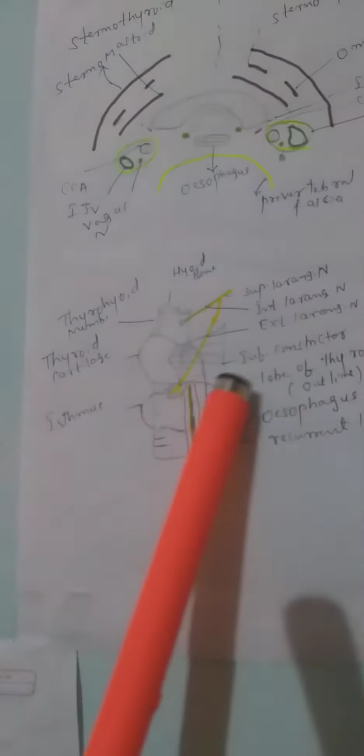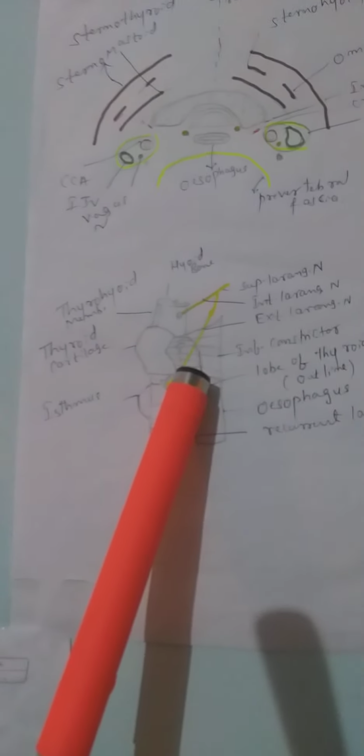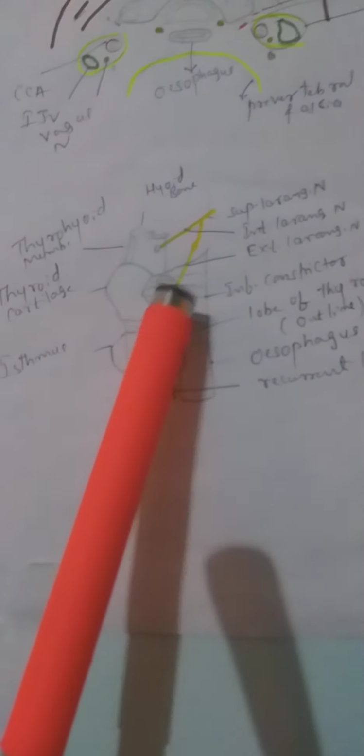It is on either side. These are the relations, and you can see the deep relations here. The superior laryngeal nerve can be seen. The inferior constrictor muscle is here. Medially there is the inferior constrictor muscle. You can see the deep relations here.